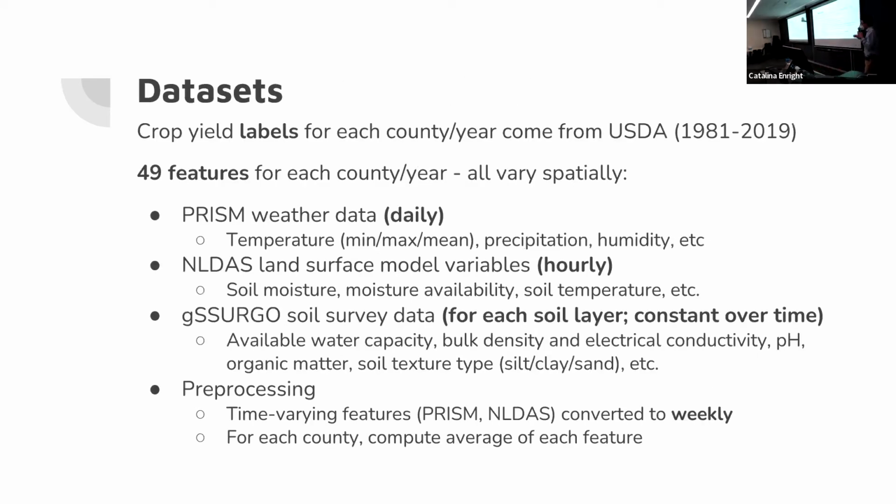Okay, so we use a lot of different data sets for this problem, and just pre-processing this was a significant amount of effort. Basically, we use weather data, like temperature, precipitation, moisture. And then we also use land surface model data to capture soil moisture at different levels in the ground. We also use soil survey data to capture the long-term characteristics of the soil in a particular region. We pre-process this by converting all the time-varying features to weekly, and then computing the average of each feature for each county.